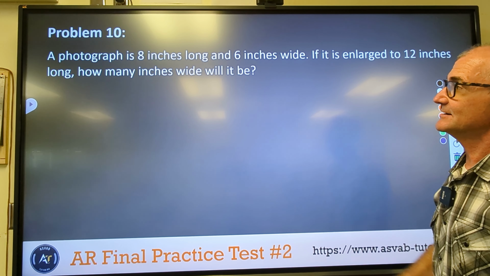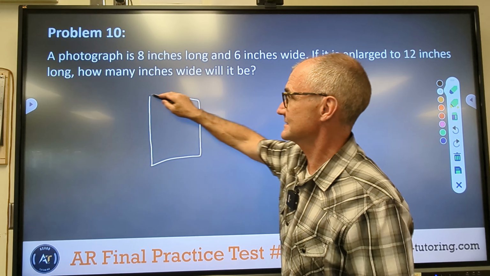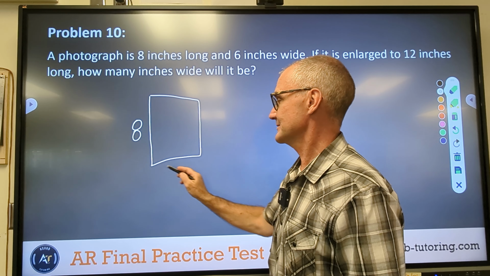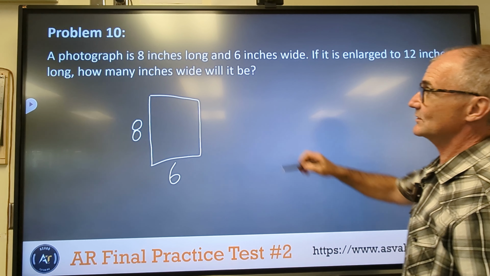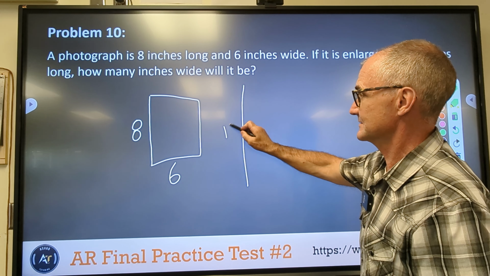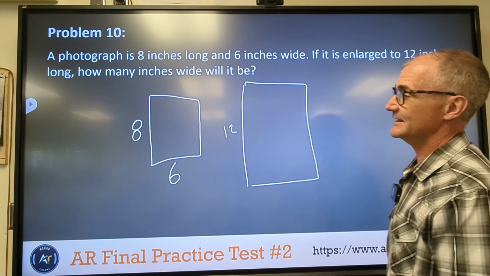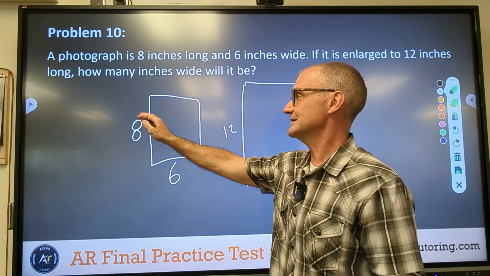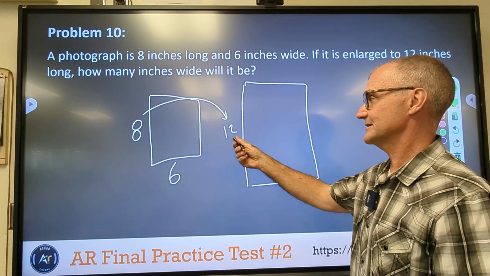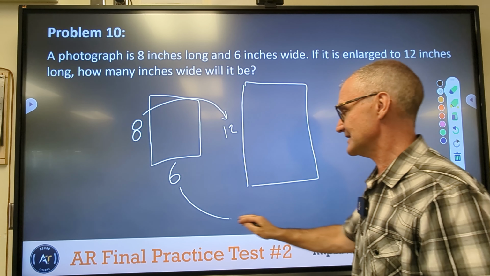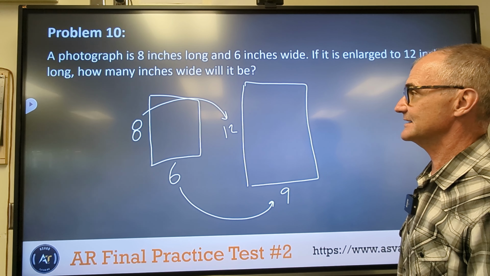Problem 10 right here. A photograph is 8 inches and 6 inches. So I have 8 inches by 6 inches. If it is enlarged to 12 inches, how wide is it? So these are similar shapes. So I've got to figure out from 8 to 12. 8 times 1.5 gives me 12. 6 times 1.5 gives me 9. So the answer is going to be 9 inches.